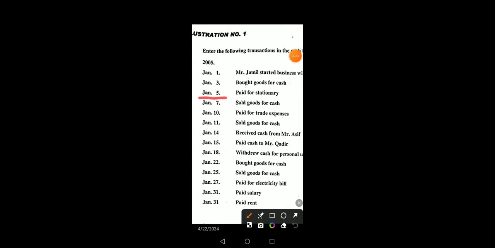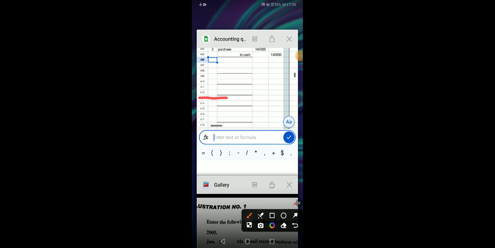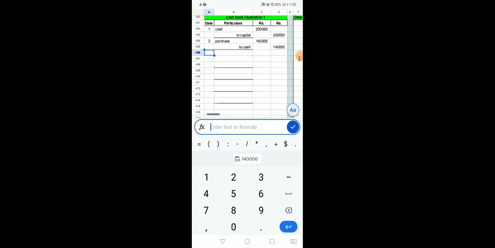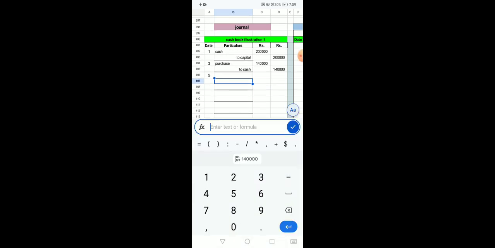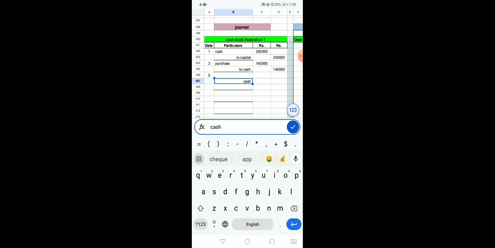Let's see what is next for us. Now we are on January 5. We will put the date first, and it is 5. And it is saying, paid for stationery. Again, you are paying for what? You are buying stationery and paying cash. When you pay, again the same thing you will be observing. If you are paying cash, that means your cash in hand is decreasing. Cash in hand is an asset, and the asset is decreasing. Decrease in asset should be written on the credit side, so you will mention cash on the credit side.